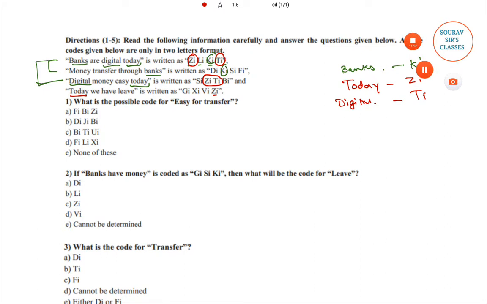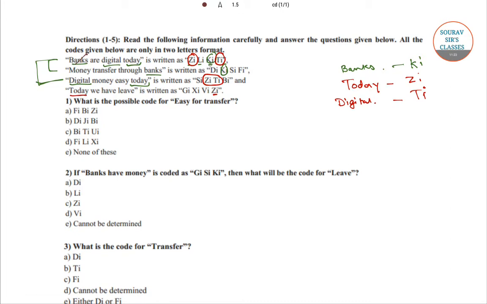Now in the first sentence, we got the code for banks as KI, digital as TI, and today as ZI. So the only thing left is R, and it would be coded as LI.